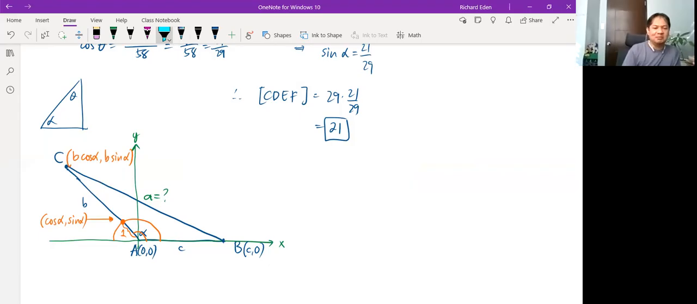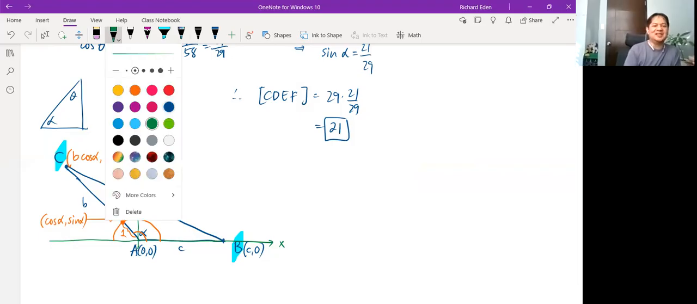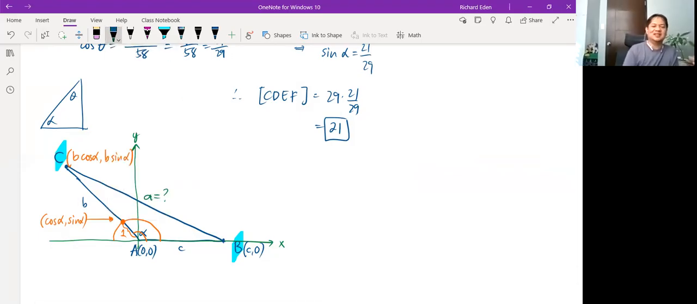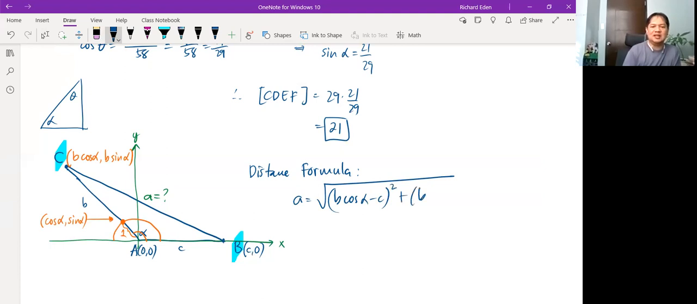So think about it. Don't we know the coordinates of B and C? Oh wait, that's actually the difference. Anyway, you see it now. How would you find the length of A? Distance formula. Do you want to solve a fourth degree polynomial equation, or just use the distance formula? Distance formula. A is equal to the square root of the quantity B cosine alpha minus C, squared, plus B sine alpha minus 0, squared.